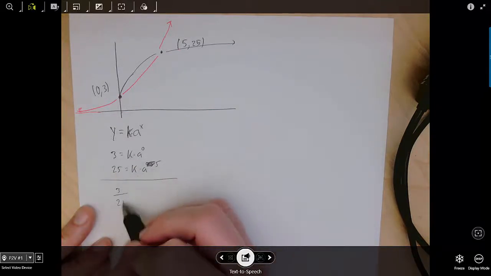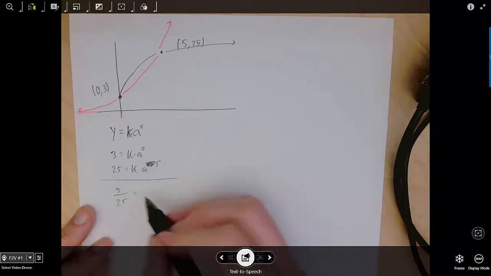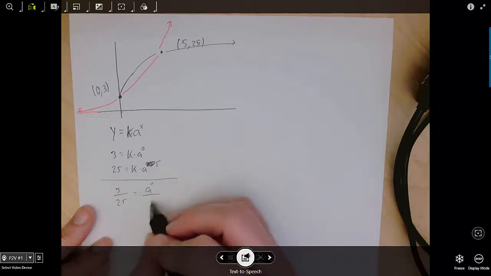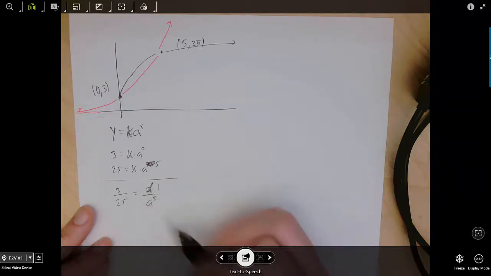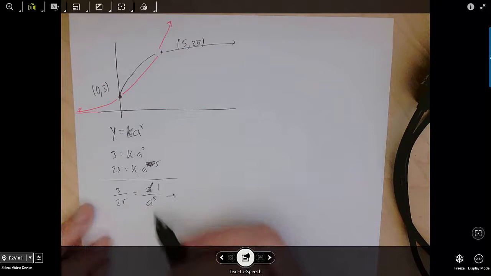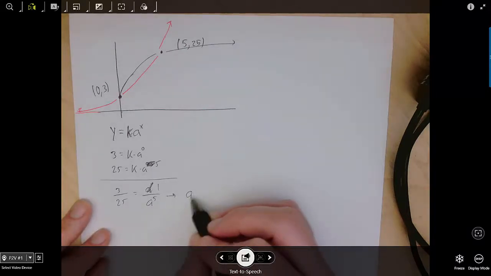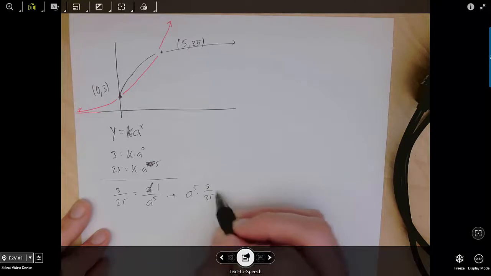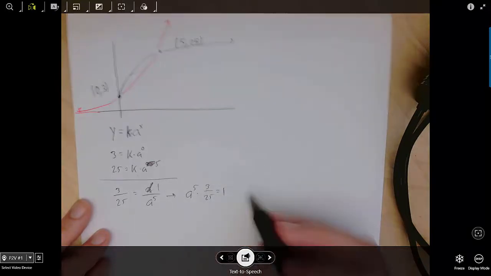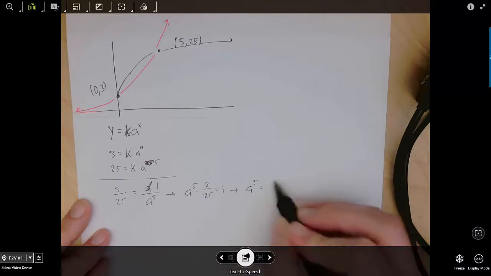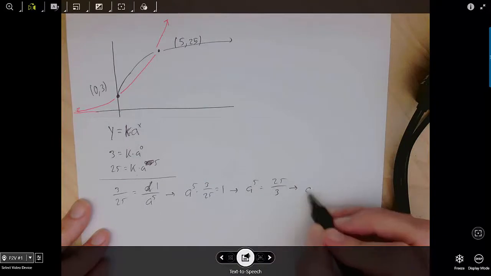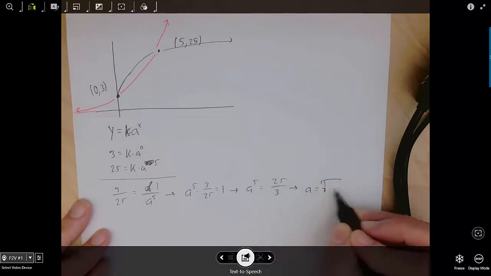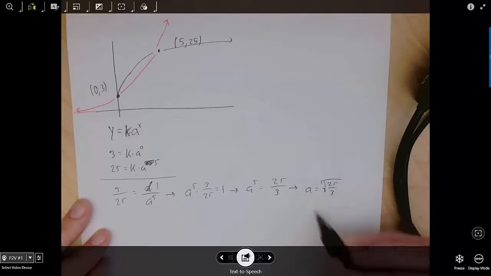I'll have 3 over 25, k divided by k is 1, and then I've got a to the 0 divided by a to the 5. So a to the 0 we know is just 1. So this is now 1 over a to the 5th. And now I can solve for a to the 5th. So let's multiply both sides by a to the 5th. 3 over 25 equals 1. And now let's multiply by 25 and divide by 3. So that gives us 25 over 3. And now I can take the 5th root of both sides to solve for a. So a could be the 5th root of 25 over 3.